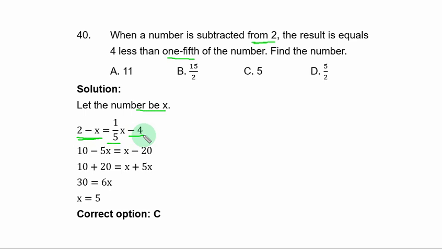Multiply through by 5 to clear the fraction, you have this result. If you collect like terms, you have this result. If you add, you have 30 equal to 6s, divide through by 6, s is equal to 5. The correct option is C.